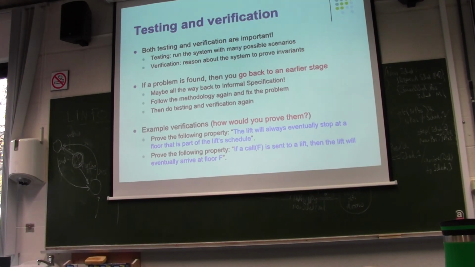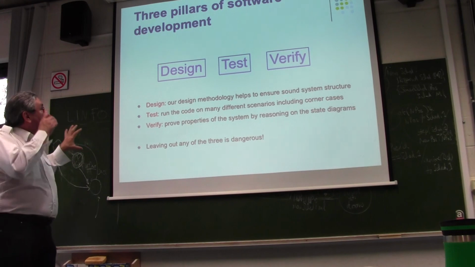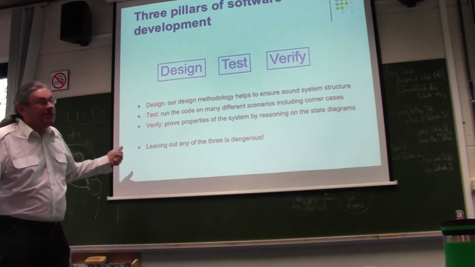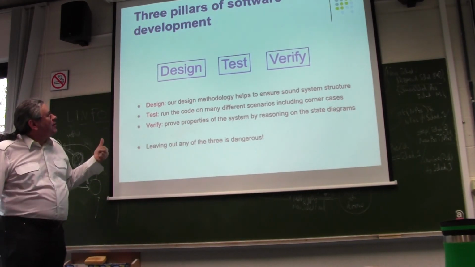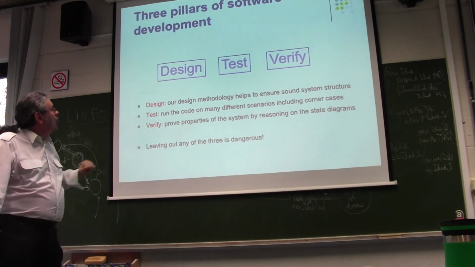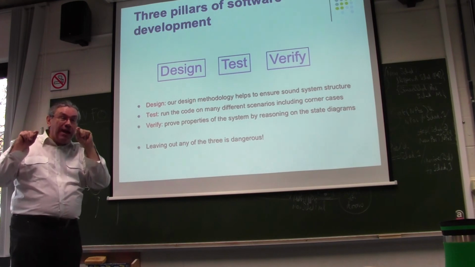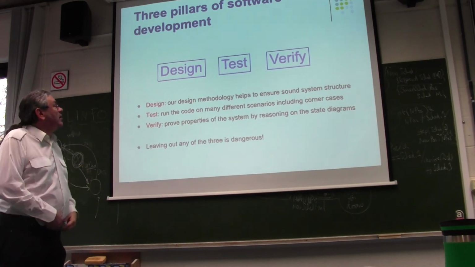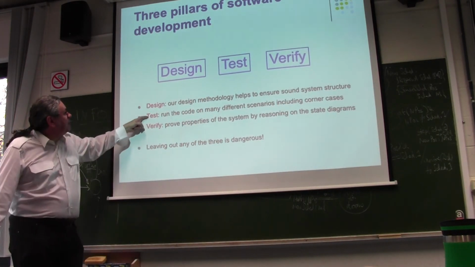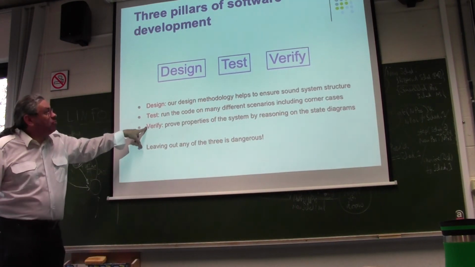Okay? Okay, so let me now just make a conclusion. This is a really nice example showing where you need all 3 pillars. This you have seen, I'm sure, I hope, in some other courses. There are 3 pillars of software development: design, test, and verify. So we have here a nice design methodology. You build a state diagram and you make sure that every state handles all messages, okay? So this helps to ensure a sound system. Then you test it, including weird things called corner cases. And then you verify, you prove properties.